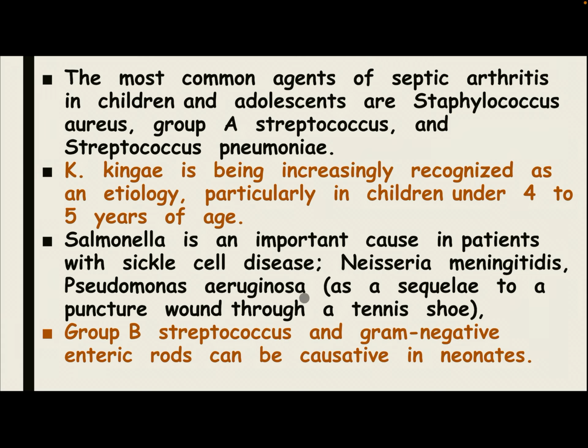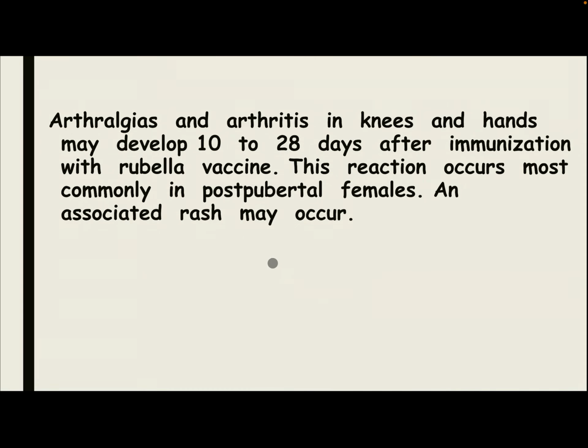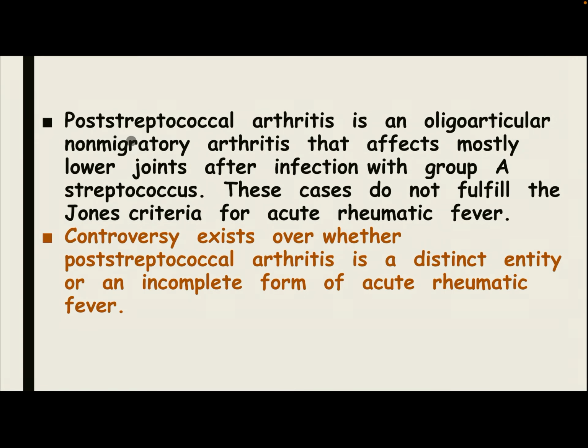Neisseria meningitidis and Pseudomonas aeruginosa, as if the patient has a puncture wound by a tennis shoe. Group B Streptococcus and gram-negative enteric rods can be causative in neonates. Arthralgia and arthritis in the knees and hands may develop 10 to 28 days after immunization with rubella vaccine. This reaction occurs most commonly in post-pubertal females, and an associated rash may occur.